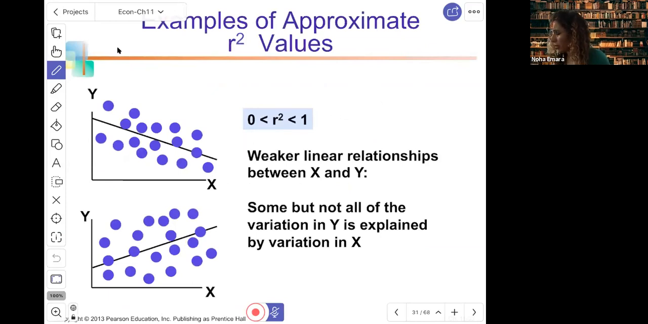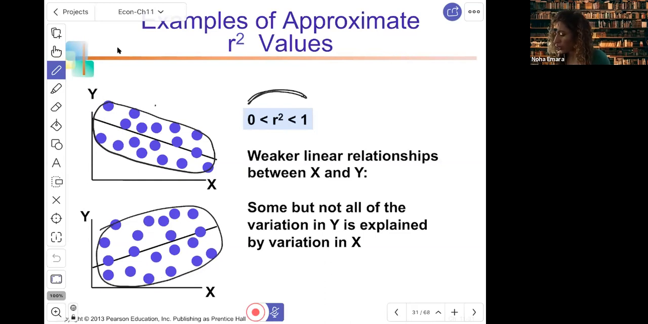This is something that is more expected. Of course, the more tightly the points are around the line, the better. Okay, you want this to be as small a range as you can. Of course, this one is not as good as this one, because it looks like these points are more spread around the regression line. So you would expect the upper one has a higher R square as compared to the lower one.